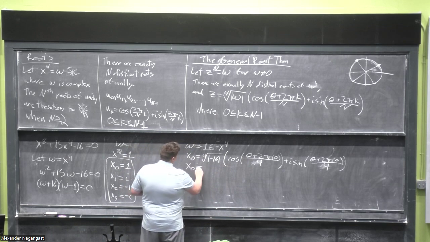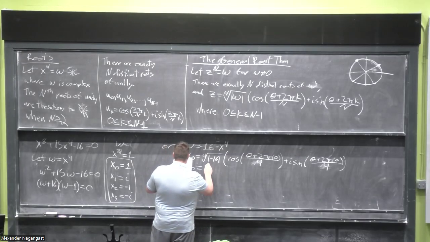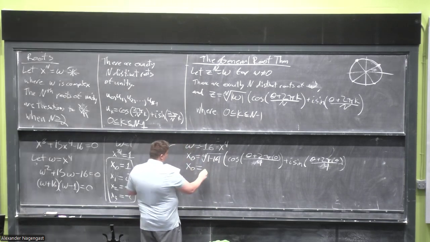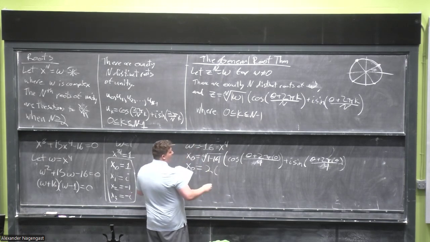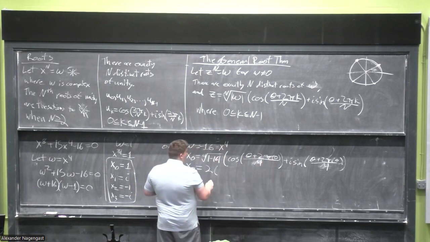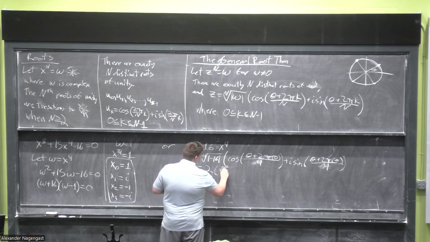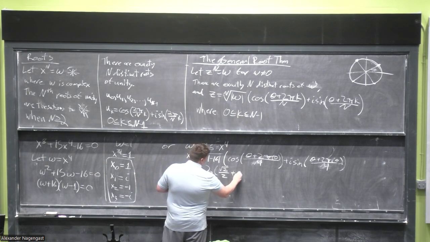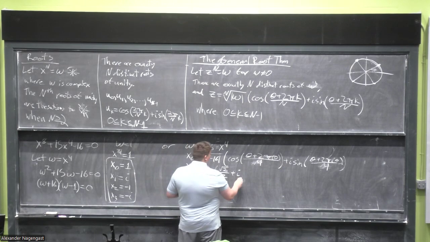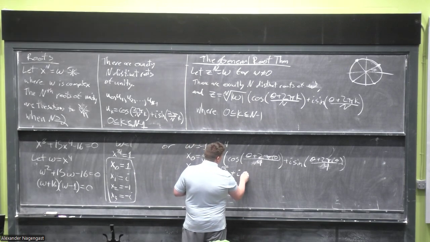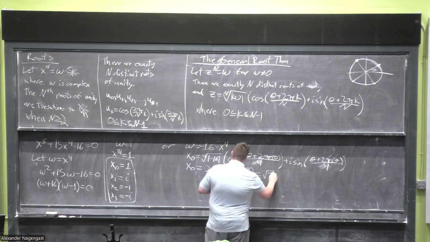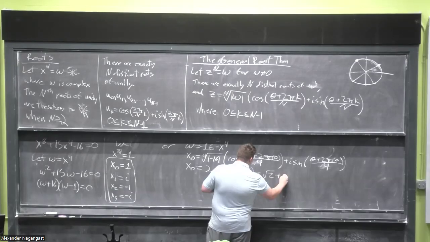So if I do pi, we have x naught equaling, this will reduce down to, 16 is just 2 to the fourth, so this is just 2 times cosine of pi over 4. Well, that is root 2 over 2 plus i times sine of pi over 4, which is square root 2 over 2. And this gets us square root 2 plus square root 2 times i.